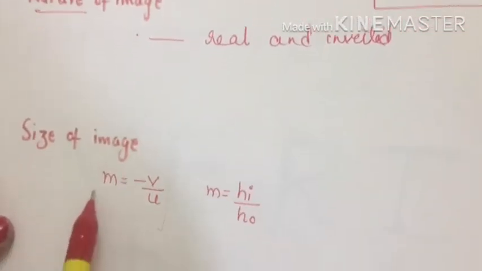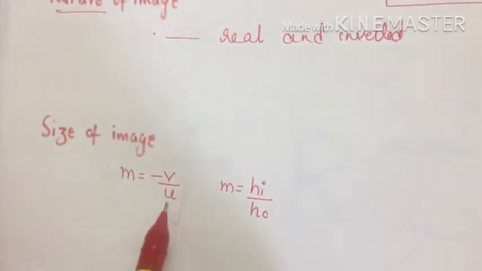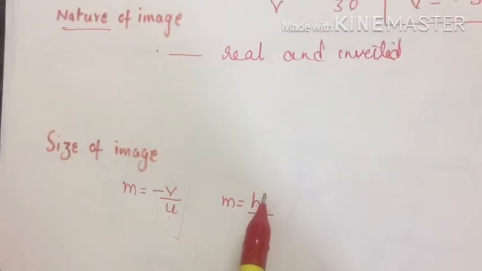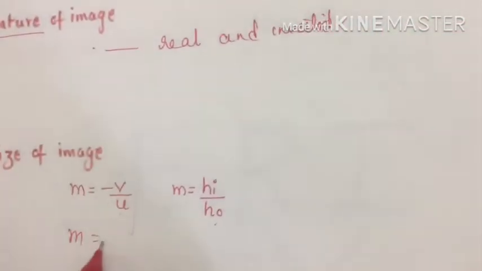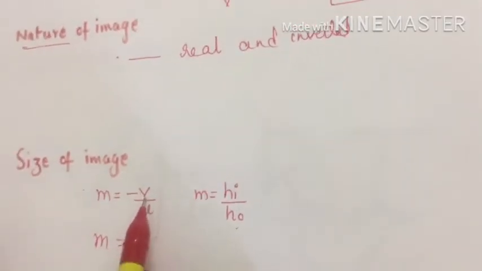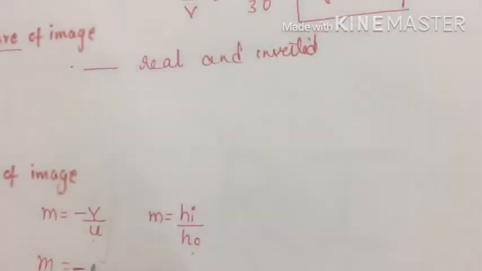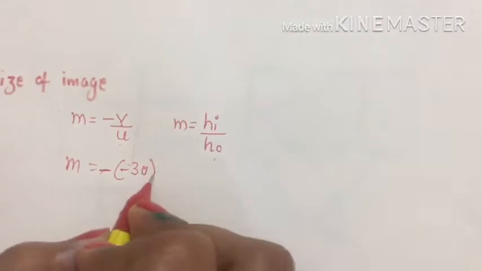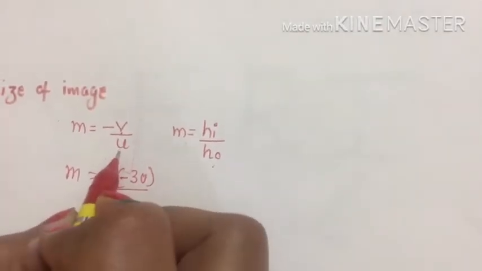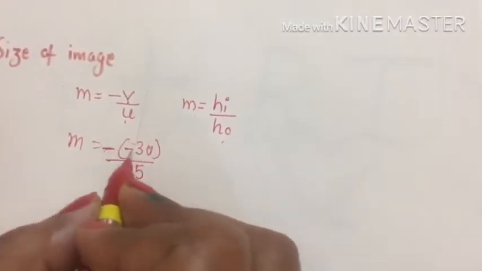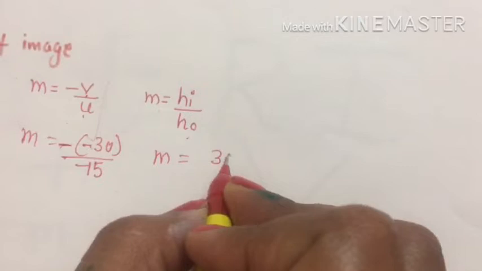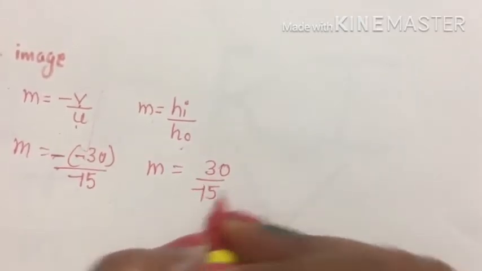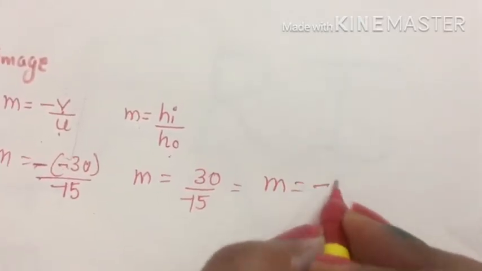So we know the magnification. Magnification is given by minus v by u, or it is given by height of the image by height of the object. Now what is this thing in the formula? One negative sign. What is the image distance? Image distance is 30 with negative. See, always we have to take care of signs. u is minus 15, so I am going to write minus 15. This will cancel, this will become plus, so the m value will be 30 upon minus 15 and this will give you magnification as minus 2.